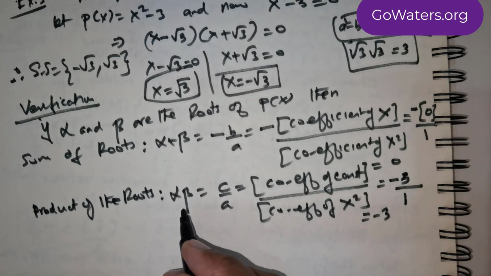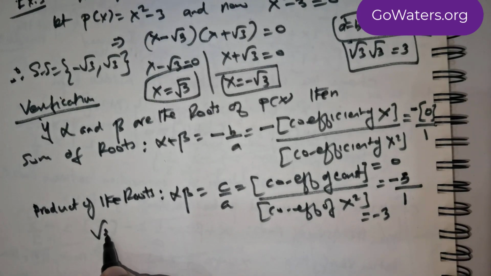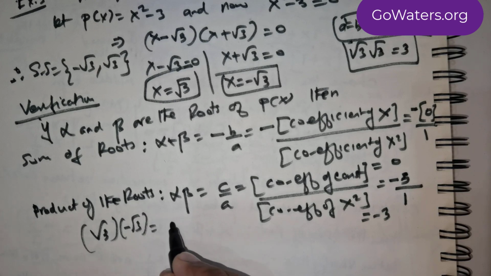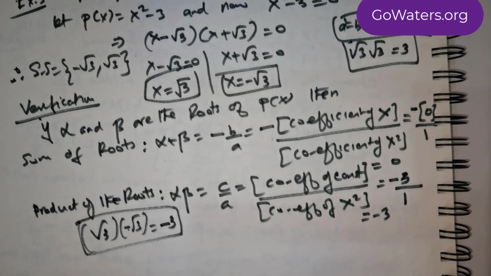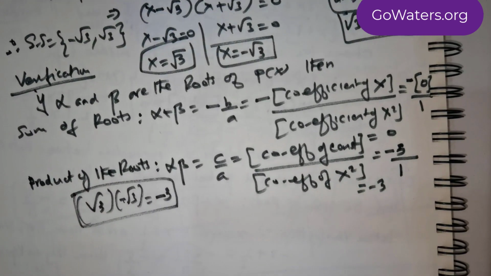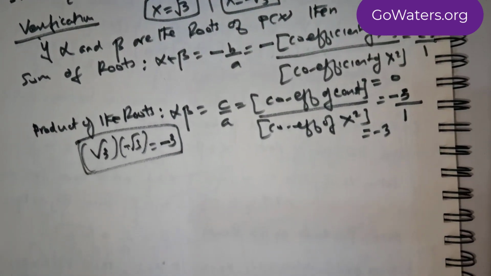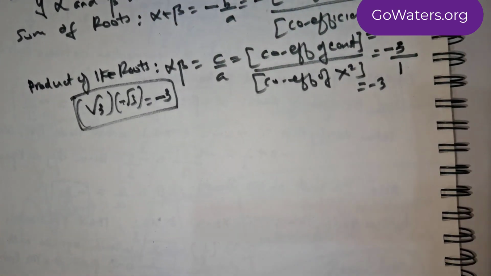Now let's go to the values. If you were to multiply root of 3 times negative root of 3, it will give you 3, but there is a negative sign here that will also be accompanied, right? So that's the reason we are getting negative 3. So this is a lovely question. Students, let us move on to do the next one.